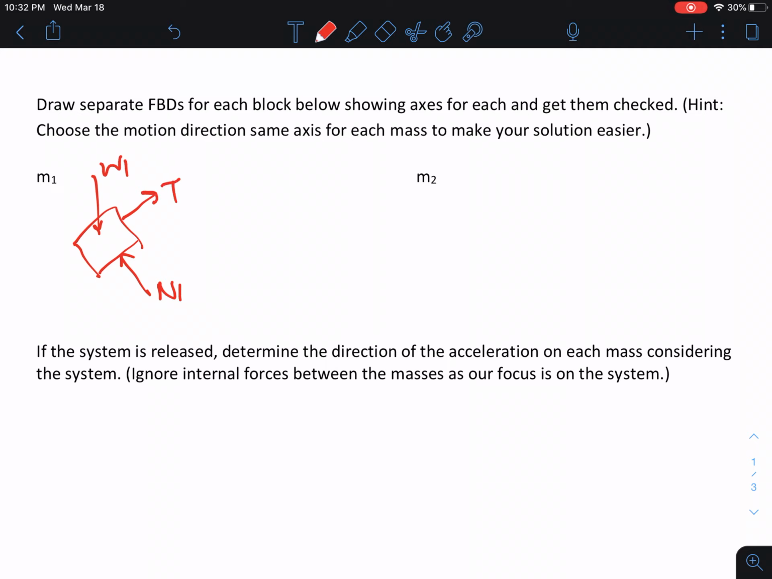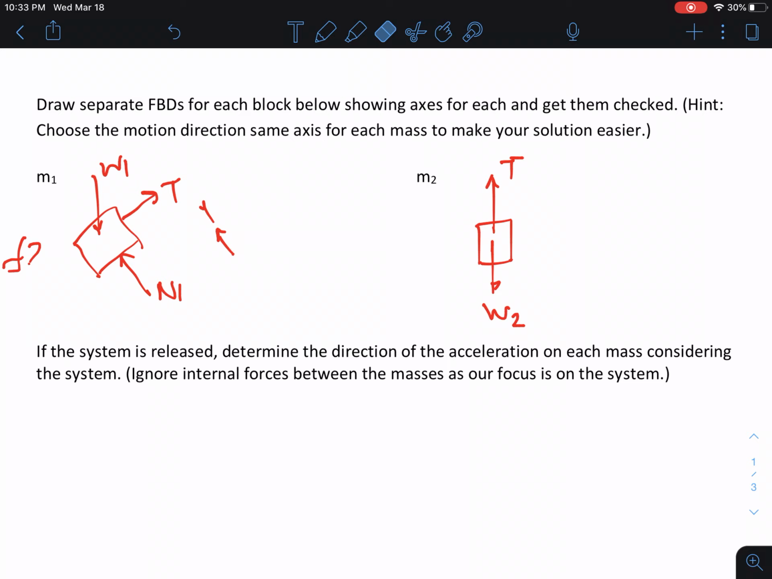And just like before, I'm going to take X and Y in the same direction, for no reason really. And once again, I don't know which way the friction is, so I'm going to think about this later. For M2, we have tension force upward, and there's weight force downward. Okay, and again, I'm going to be consistent with my X and Y.